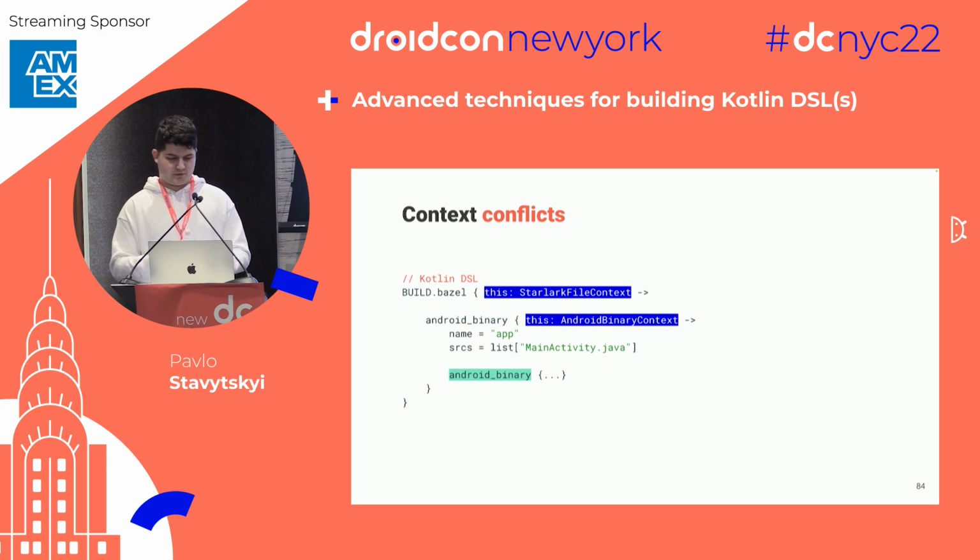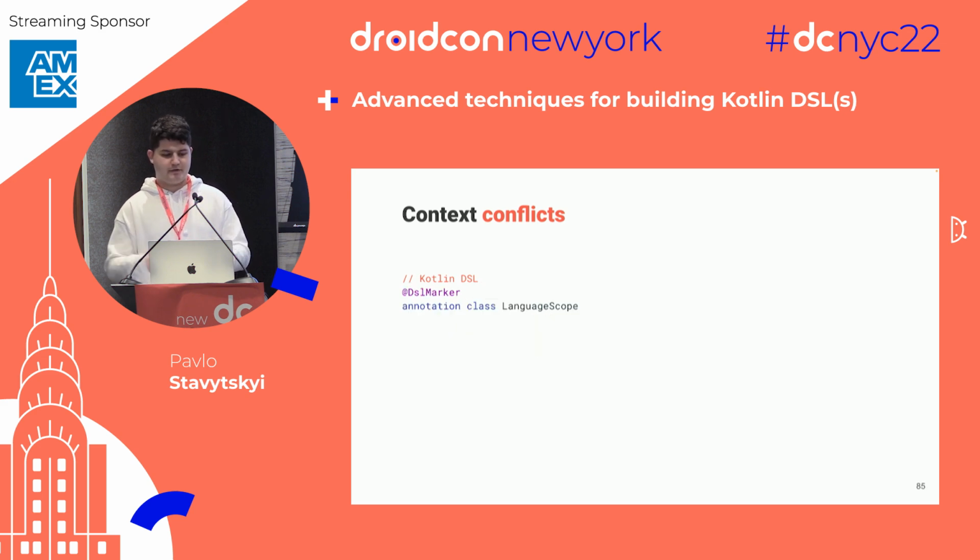And the answer to how to prevent it is another feature of Kotlin DSLs, which is a DSL marker. Basically, this is something that you can mark your context objects with, and then the compiler and the IDE will catch if you are using the context right, and it will make the code that we just described not compilable.